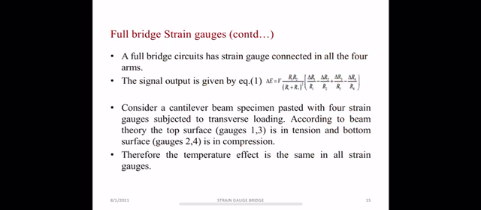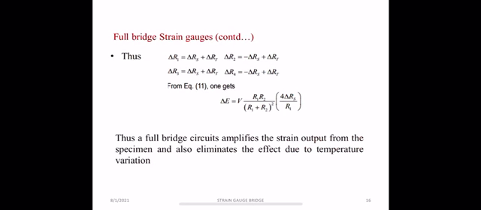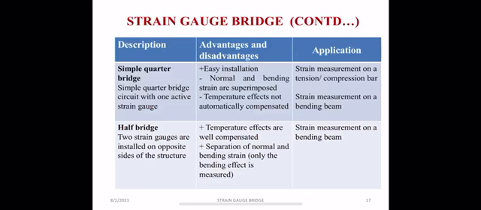That is, consider a cantilever beam specimen pasted with 4 strain gauges subjected to transverse loading. According to beam theory, the top surface gauges 1 and 3 are in tension and bottom surface gauges 2 and 4 in compression. Therefore, the temperature affects all strain gauges the same. Thus, we get delta E equals V into R1 R2 by R1 plus R2 the whole square, into 4 into delta RS by R1. Thus, a full bridge circuit amplifies the strain output from the specimen and also eliminates the effect of temperature variation. Then the advantages, disadvantages and applications of various bridges.